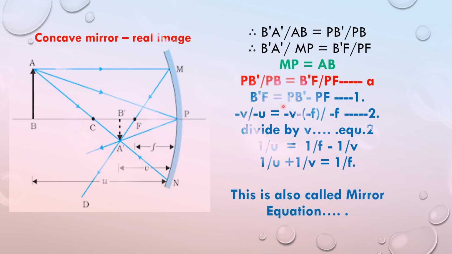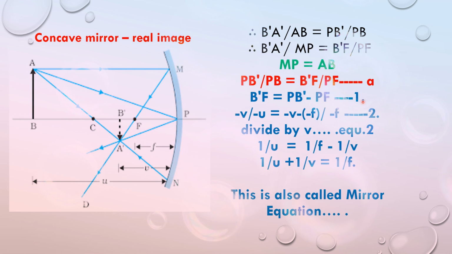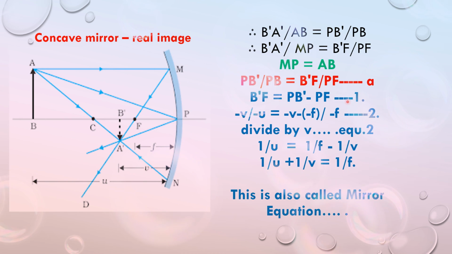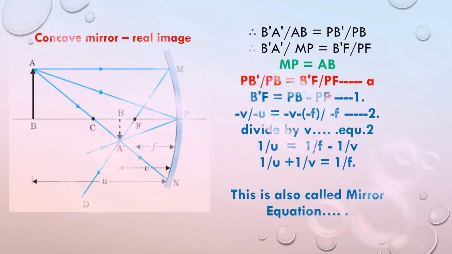B dash F is equal to PB dash minus PF. This is considered equation 1. So we can write the equation for this: B dash F is nothing but PB dash minus PF divided by PF. So we can say that PB dash divided by PB is equal to PB dash minus PF divided by PF.